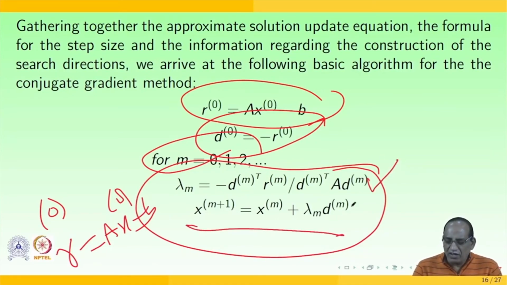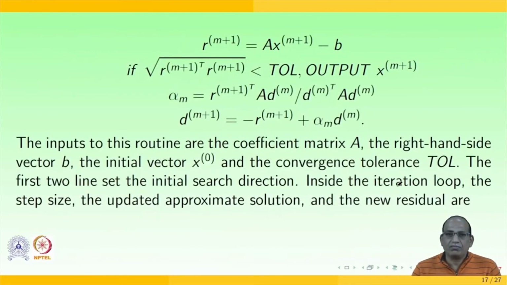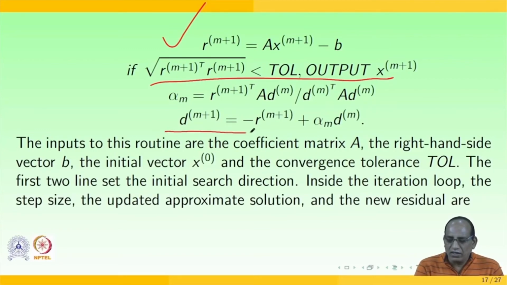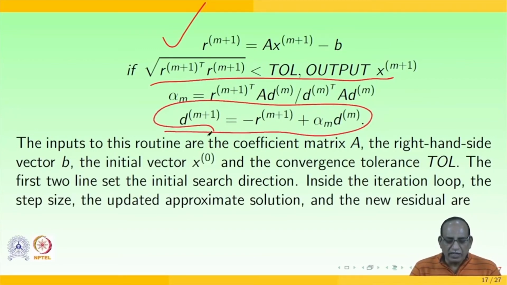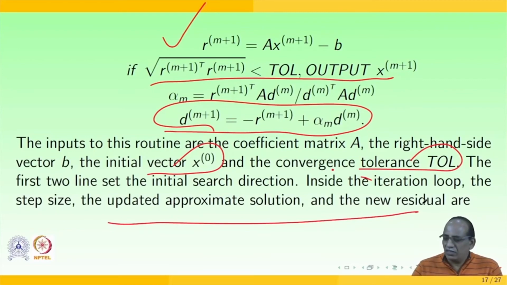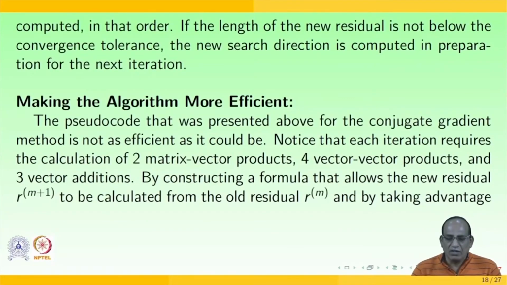So we can write r_(m+1) equal to A x_(m+1) minus b, and d_(m+1) is like this. The inputs to this routine are the coefficients of the matrix A, the right-hand vector b, the initial vector x_0, and the convergence tolerance. The first two lines set the initial search direction. Inside the iteration loop, the step size, updated approximate solution and residual are given like this. If the length of the new residual is not below the convergence tolerance, the new search direction is computed for the next iteration.